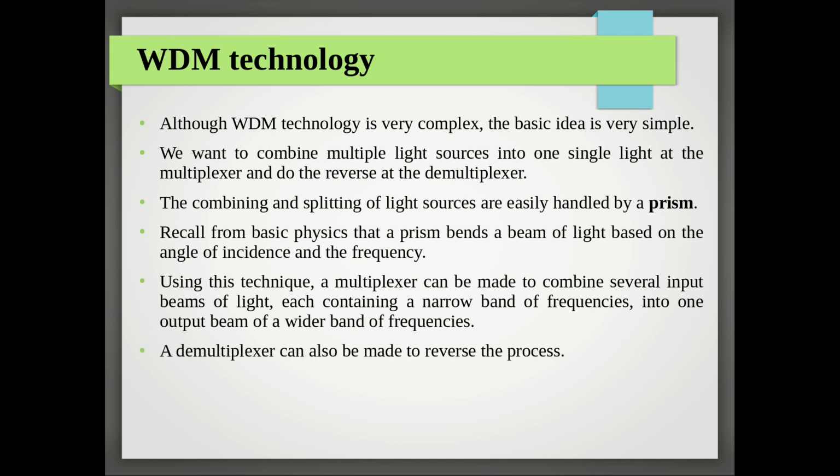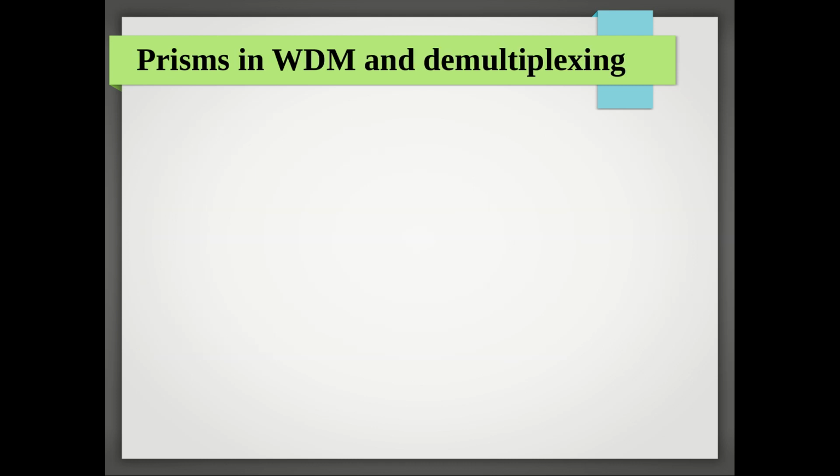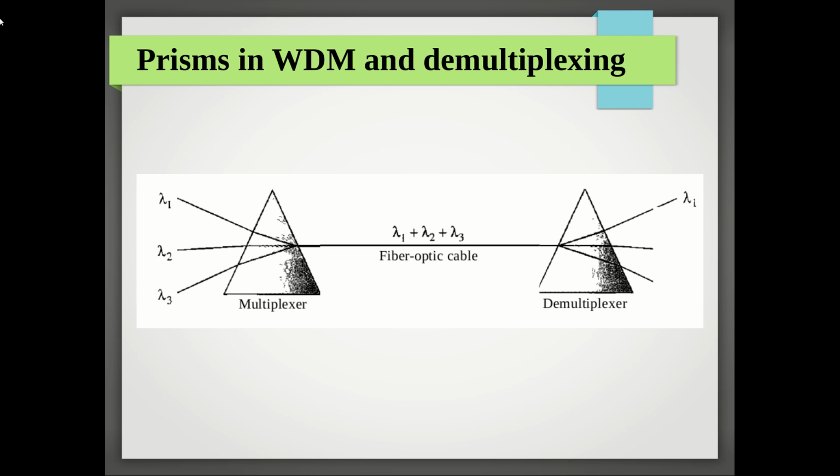So a demultiplexer can also be made to reverse the process. A typical diagram is shown here. This is the angle at which the signal with wavelength lambda 1 is incident. You can measure the angle with respect to a normal to the prism. Similarly, this is another signal being incident on the prism with a different angle of incidence, and of course a different frequency or wavelength. So the bending is happening like this, and you have to adjust the angle of incidence so that after the bending all of them are combined together.